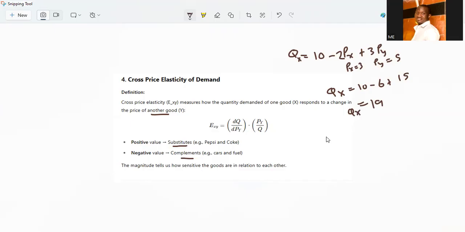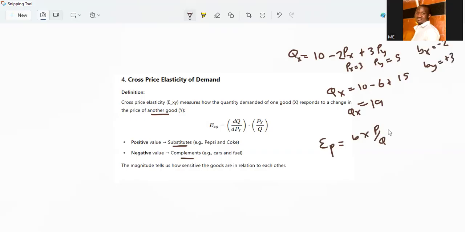So what is the elasticity of good X? Price elasticity of good X. It is the slope times the actual price of good X over the quantity of good X. So what was the slope for good X? It is -2. So the B for good X is -2. What is the slope for good Y? The B for good Y. The number that comes before good Y is what? 3. Positive 3.